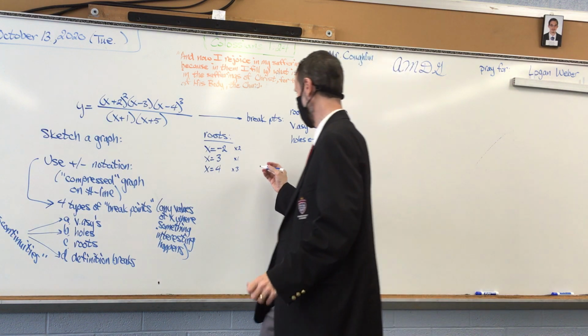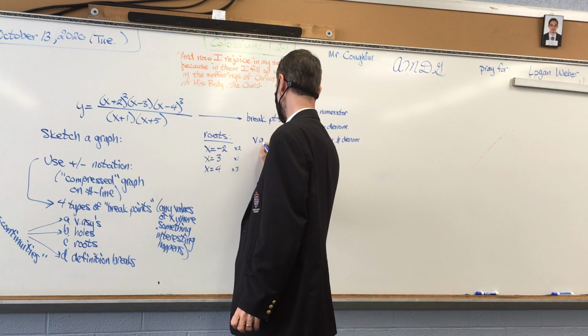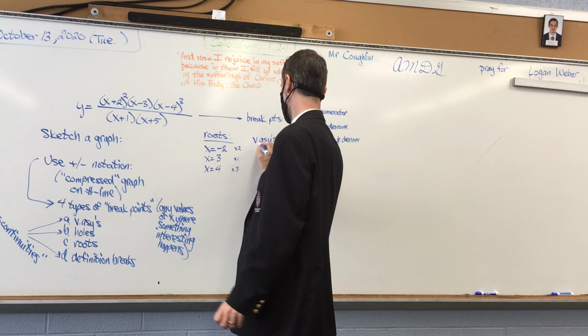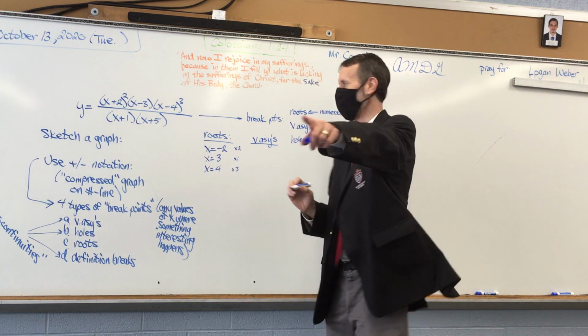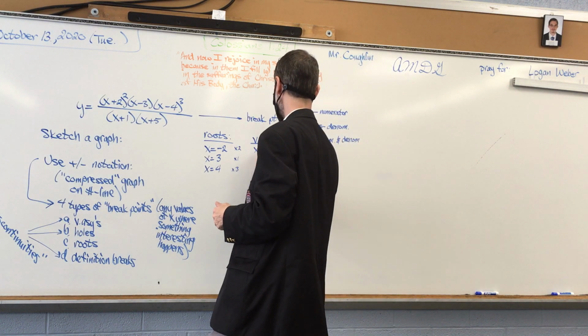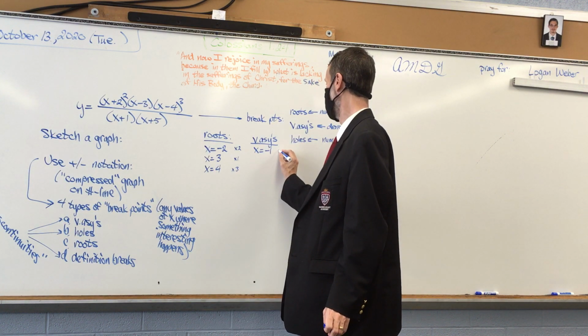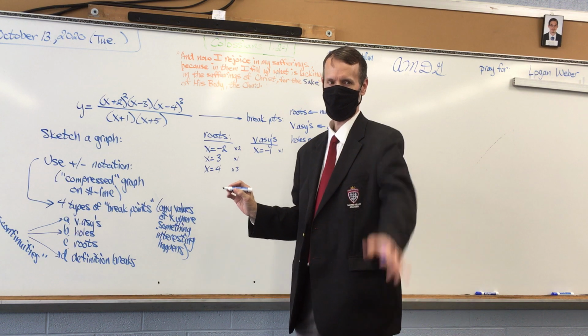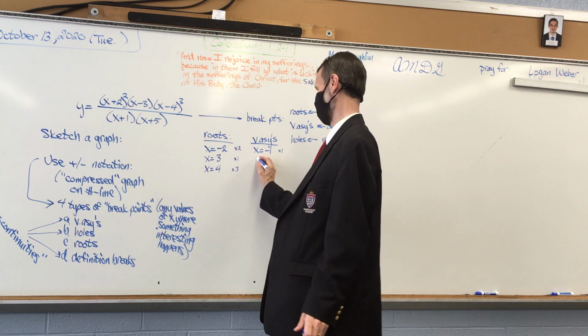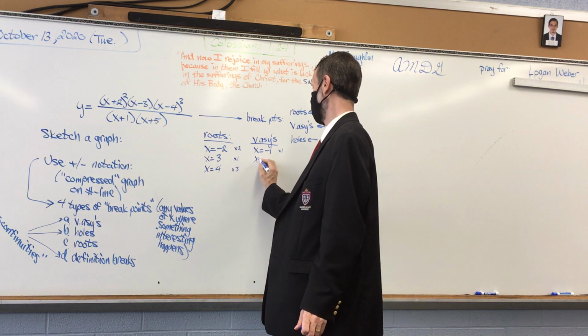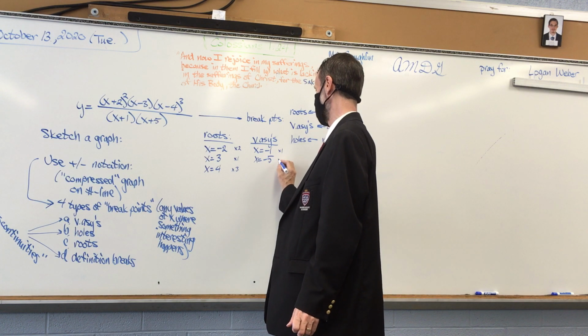Can somebody tell me any vertical asymptotes? -1? Yeah, there's a -1, so x equals -1. Single, double, or triple? Single. And what else? Give me another vertical asymptote. X equals -5. Yeah, x equals -5, and that should be a single.